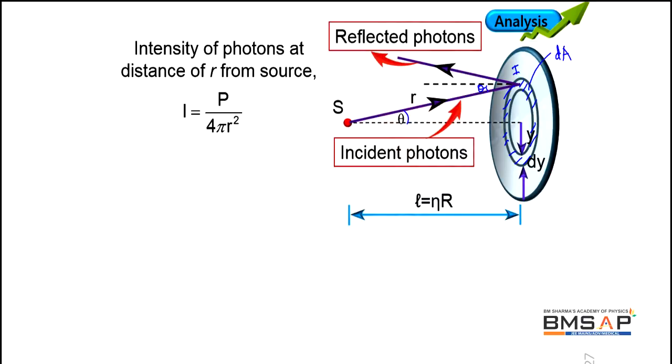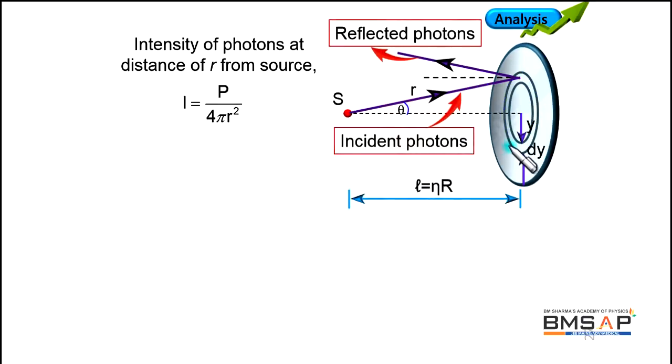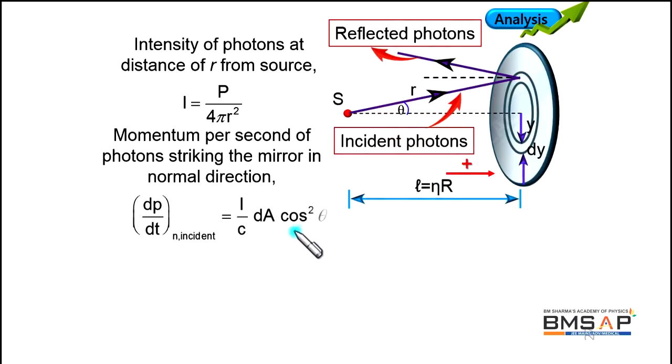That means we can find the momentum incident on the ring surface, and let us consider the positive direction as rightward direction. That means dp by dt, that is the rate of change of the linear momentum, or you can say the rate at which the linear momentum is incident on the plate, should be equal to I multiplied by dA divided by C and overall multiplied by cos square theta, right. This formula we have used already, right. This is the linear momentum incident on the plate surface per second, and which plate surface? The part of the ring.